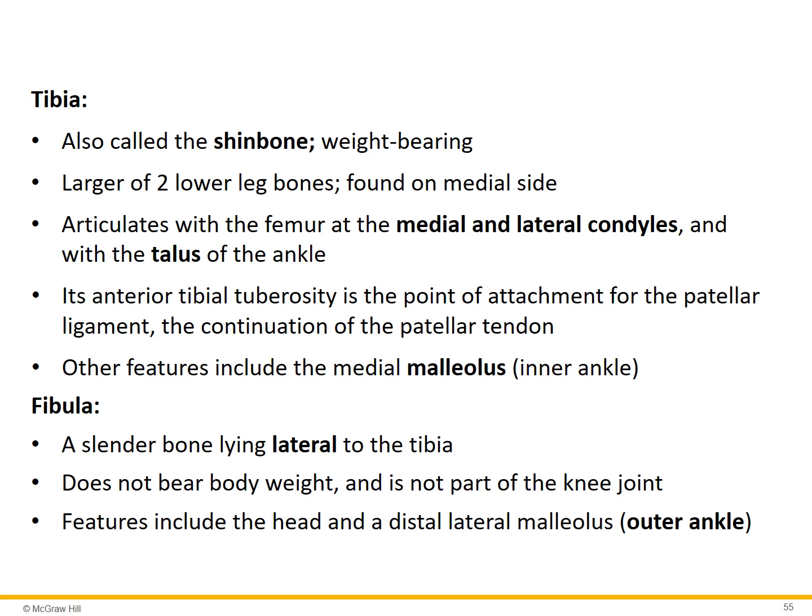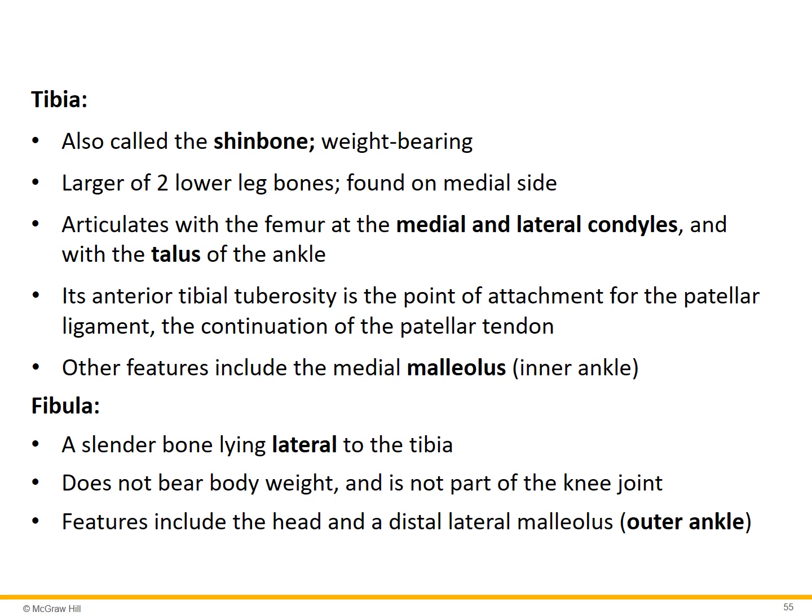Okay, all right. It has an anterior tuberosity, and that's the attachment of the patellar ligament, and that's continued with the patellar tendon. Right. Other features include the medial malleolus. That's like the little round ball found in your inner ankle.